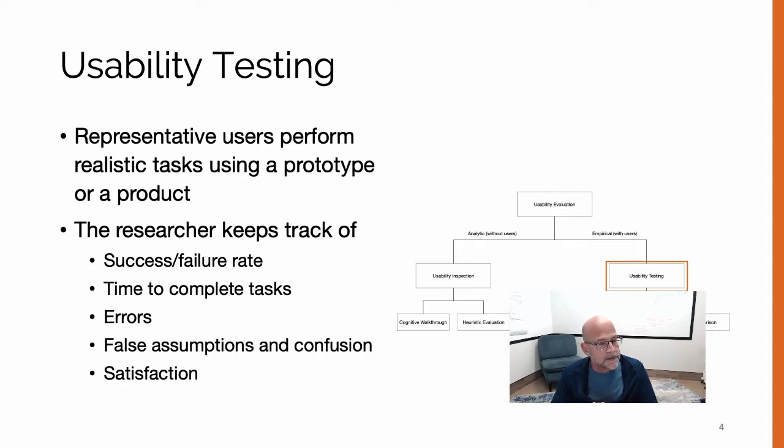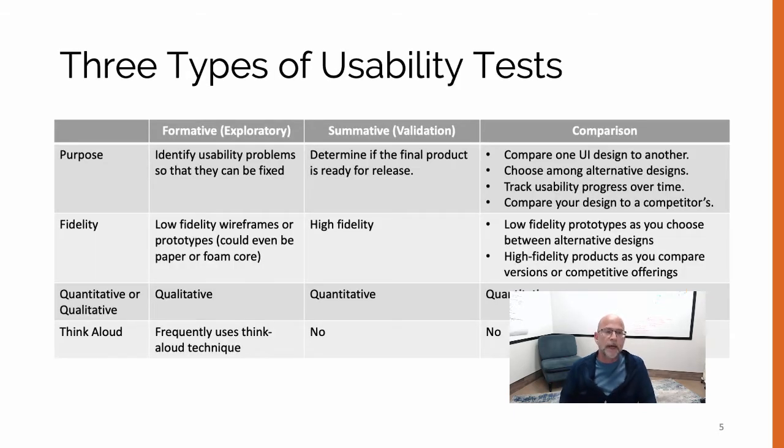We'll keep track of some quantitative data like success and failure rates, the time to complete the task, the frequency of errors that they make, and then maybe more qualitative kinds of things like what kinds of assumptions and confusions do they run into, and what's their overall satisfaction with this. So that's an example of usability testing. It's focused much more on performance with the system than it is on people's discussion and opinions about the system.